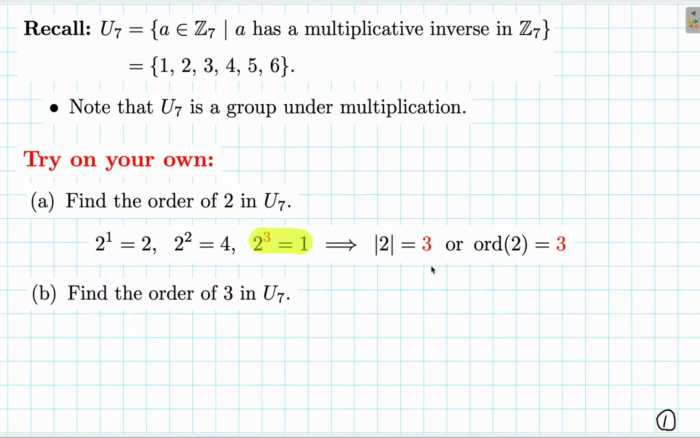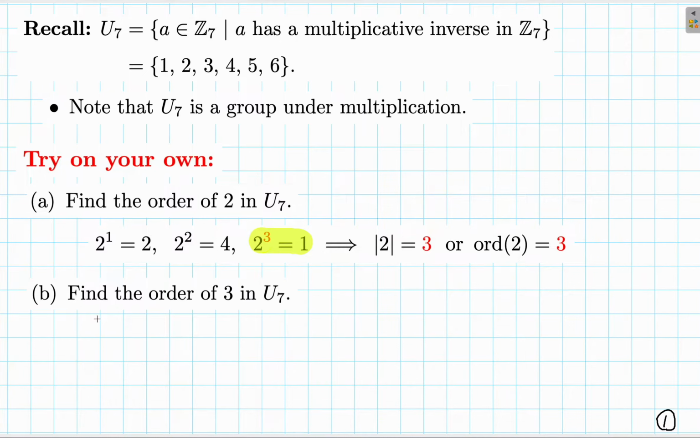And so here's a notation. This says the order of 2 is equal to 3, or we can write it this way. It's a little more explicit. The order of 2 is equal to 3. And so once again, the order is the exponent, because that exponent tells us how many times we had to multiply 2 by itself to get the identity element.